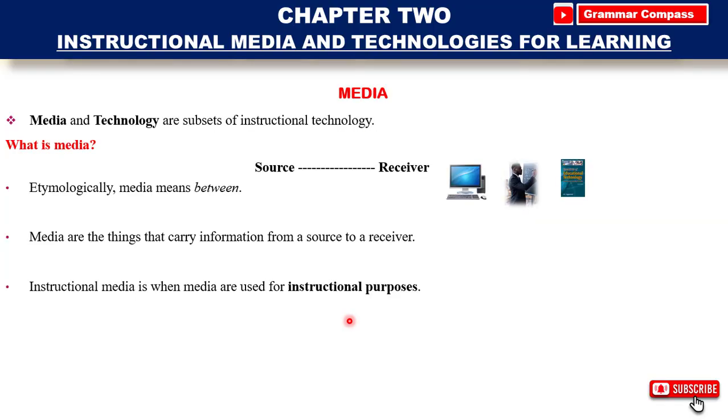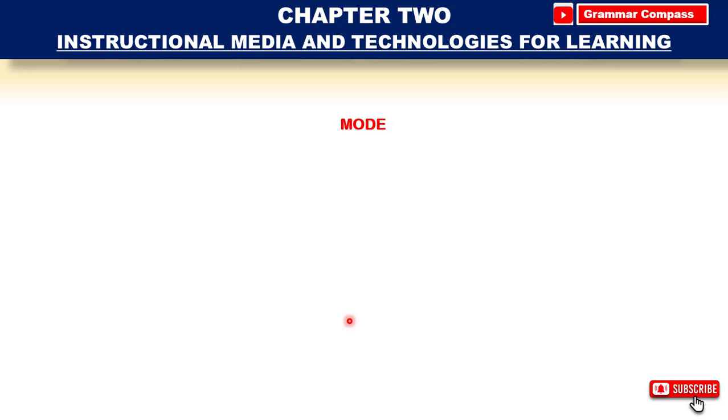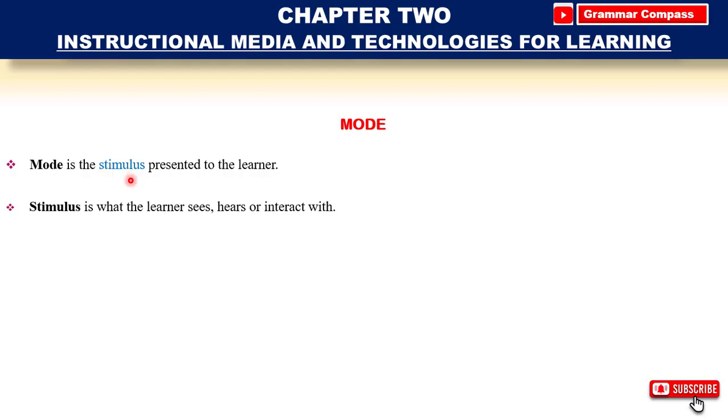Now that we know the meaning of media, let us ask ourselves, what about mode? What is mode? Mode is the stimulus presented to the learner. What is the meaning of stimulus and how is it presented to the learner? When we say stimulus, it is what the learner sees, what the learner hears, or what the learner interacts with. That is the meaning of stimulus. So the things that learners see or interact with is what is referred to as mode, the stimulus presented to the learner.